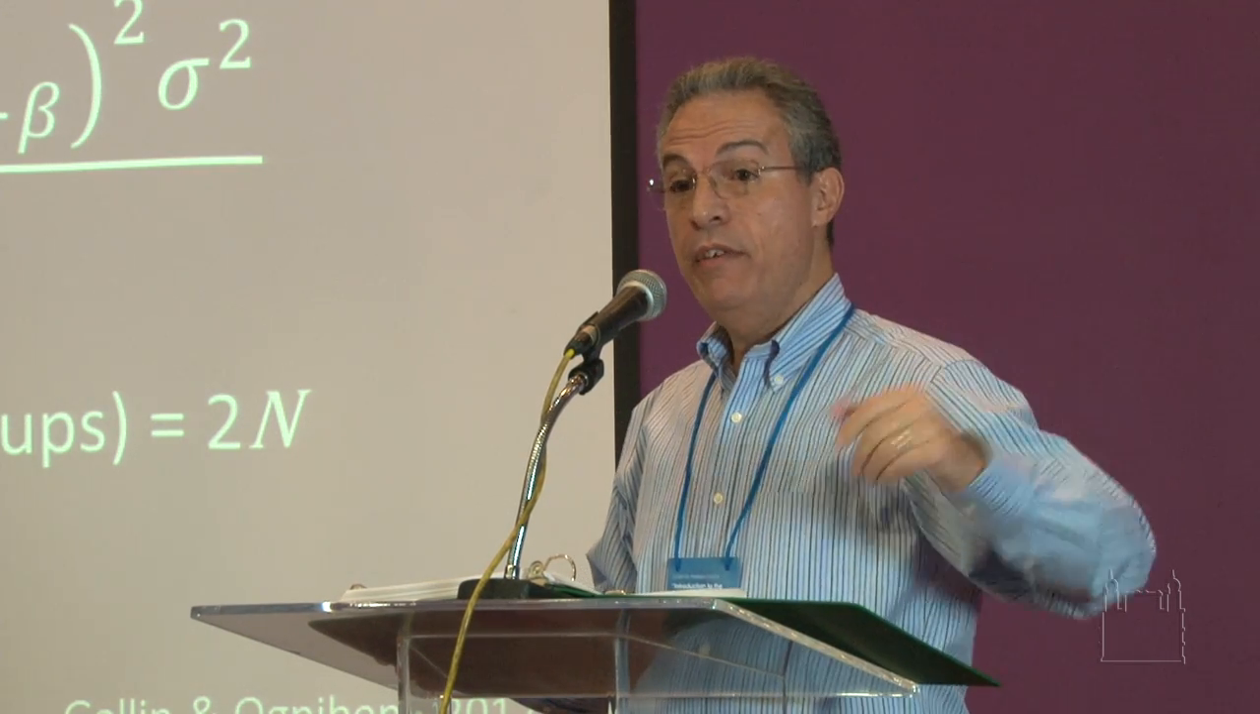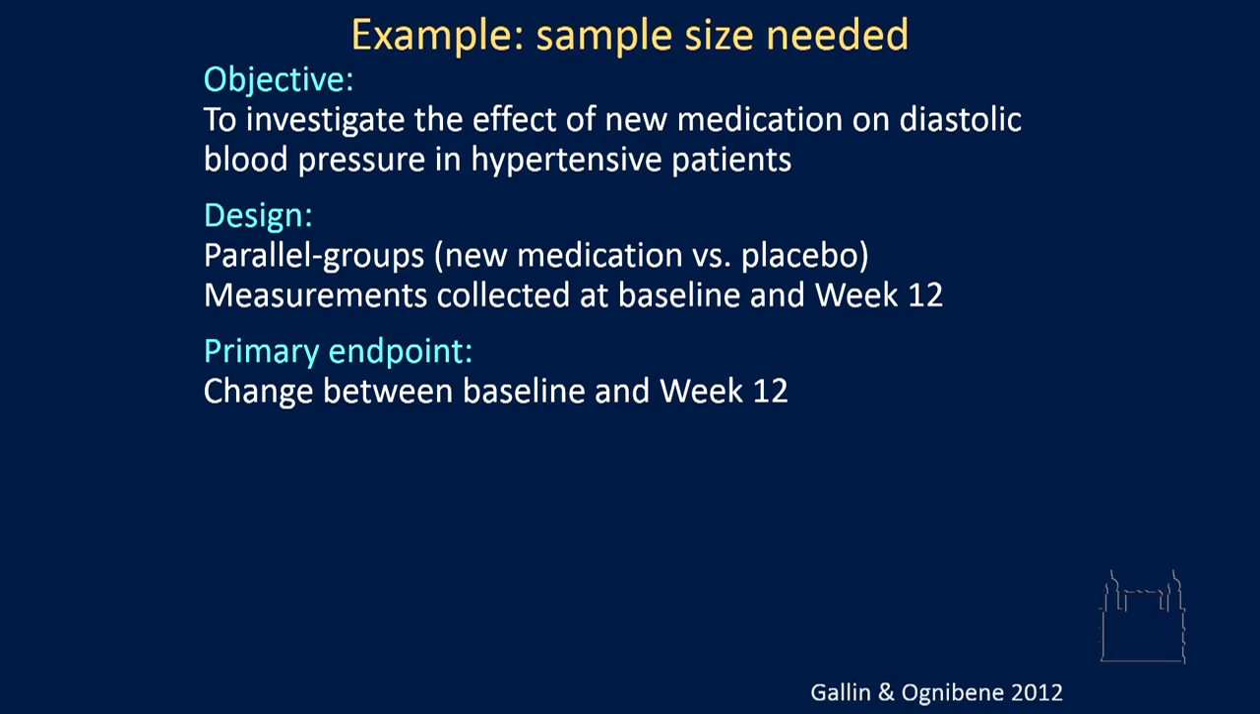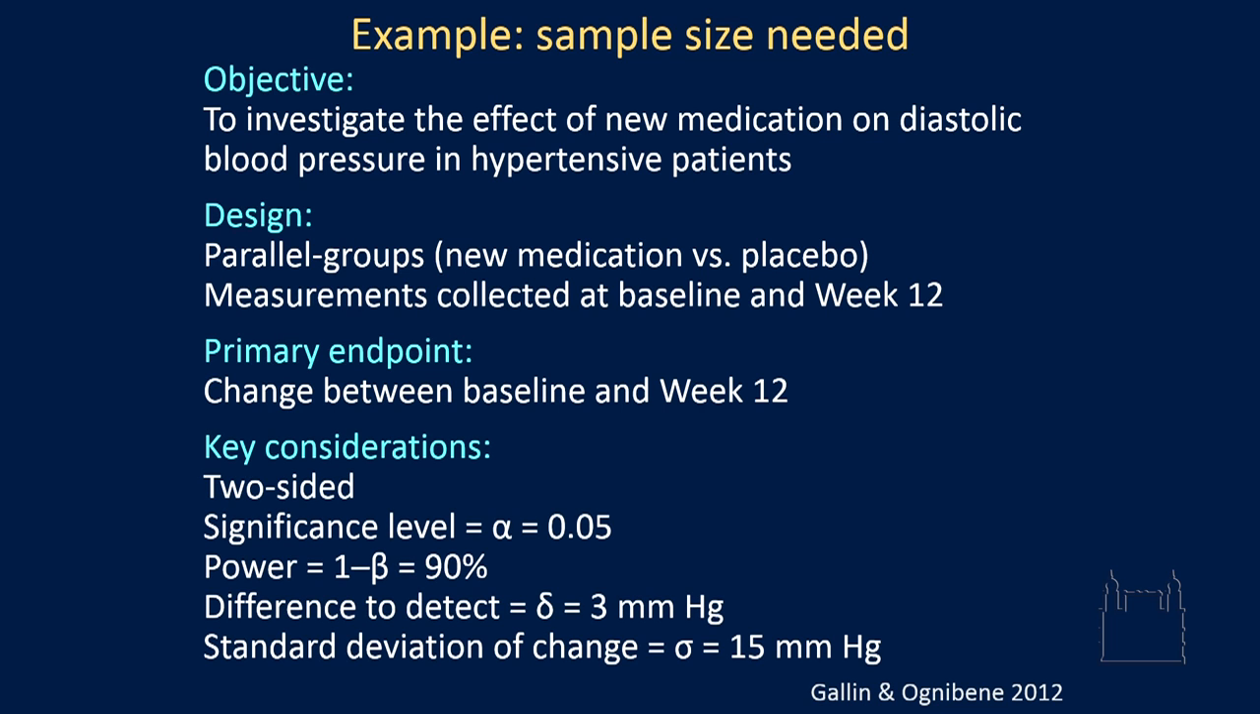So we go back to the previous example and we say, okay, let's plug in things. This is the example I just talked to you about. It's the same example: objective, design, primary endpoint. Now we're going to use the formula. So the statistician needs to know it's two-sided, yes. What's the significance level? 0.05, okay. What's the power? 90%. And this is a little bit of discussion. Some things the clinical investigator says this is what it is, and some of the time it's actually a discussion between the statistician and the investigator. And significance level and power is actually one of them.